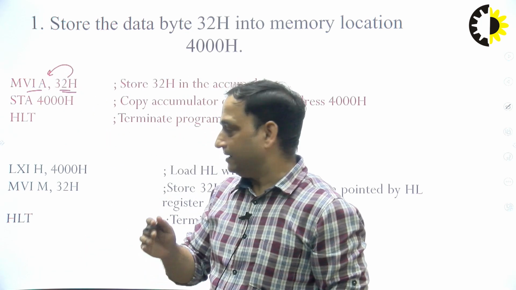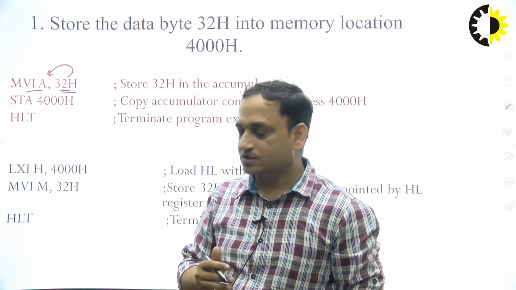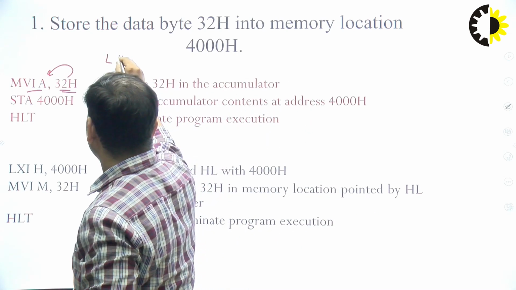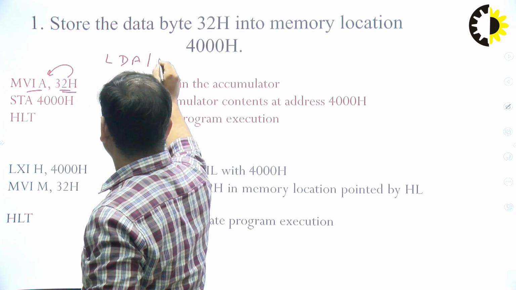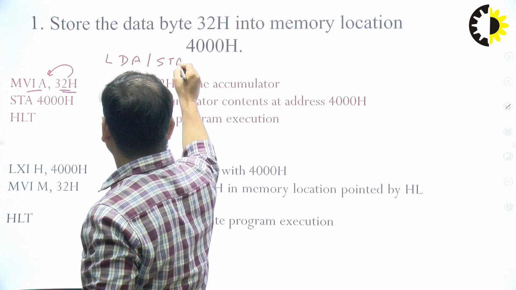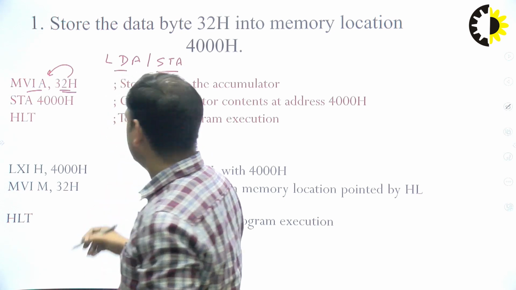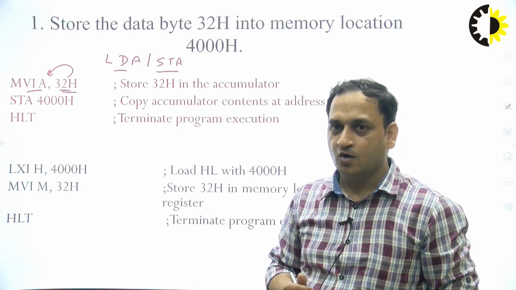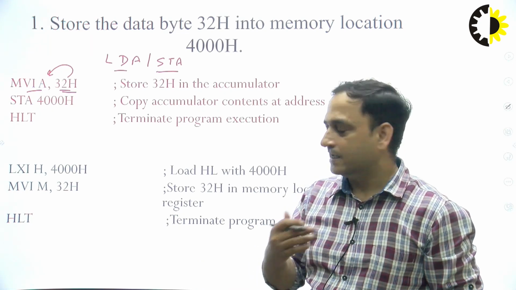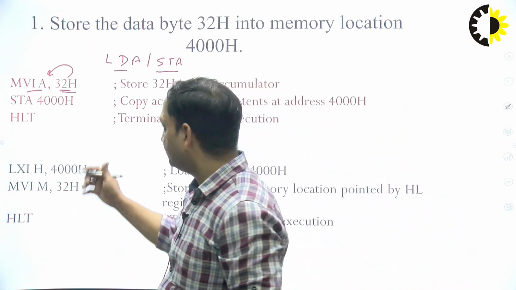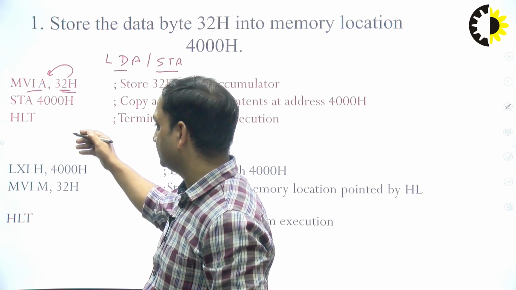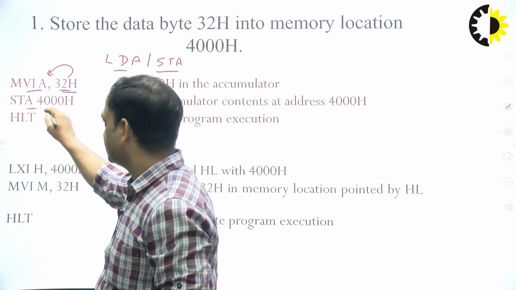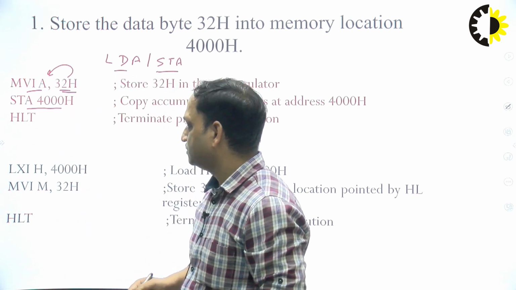Then we have two instructions, LDA and STA. We must know the differences between these two. First is the LDA instruction and second is the STA. Both instructions are used for moving numbers, either from the accumulator to a memory location, or from a particular memory location to the accumulator. Here, if we want to store the number from the accumulator into the particular memory location, we have the instruction STA 4000H.